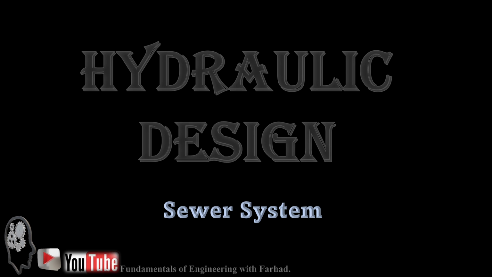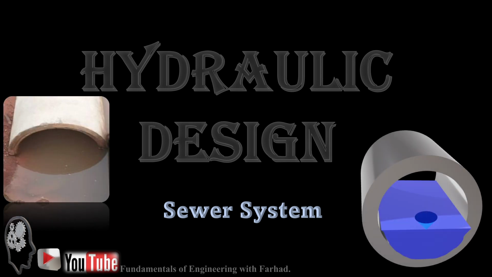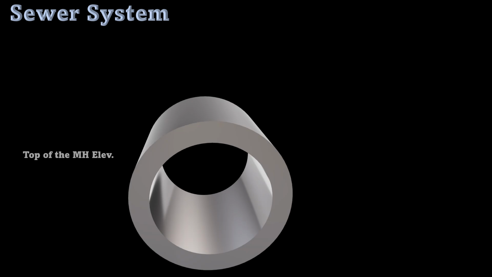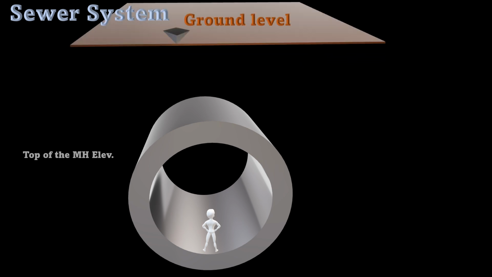Hydraulic design, sewer system design. In this example, we want to review the manhole, or maintenance hole, in a sewer system. If this is a manhole, a concrete pipe beneath the earth, we want to calculate the top elevation of this maintenance hole or manhole.